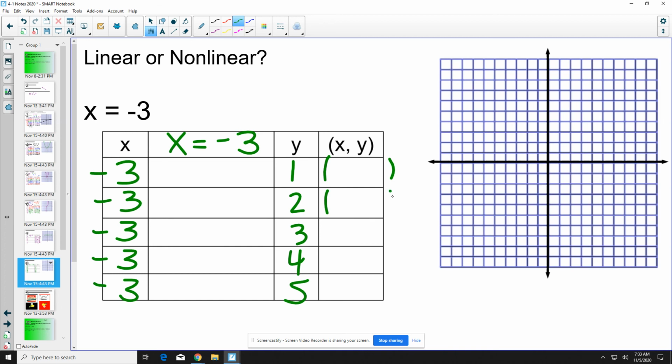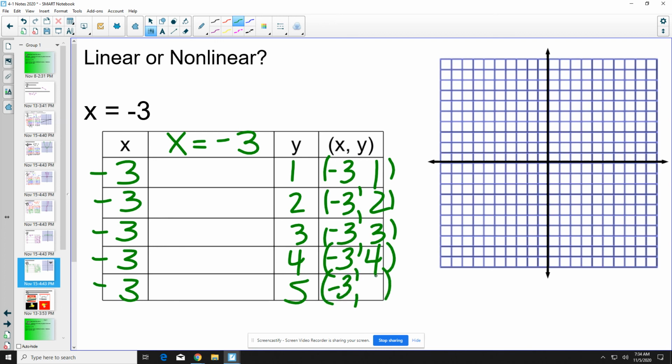In the last column, let's put our points. Our first point is -3, 1. Our next point is -3, 2. Our next point is -3, 3. And then our next point, our x is -3, our y is 4. So -3, 4. And our last point, our x is -3, our y is 5. If I'm going too fast, pause. If you don't have your graph drawn, pause. When you get done, hit play.